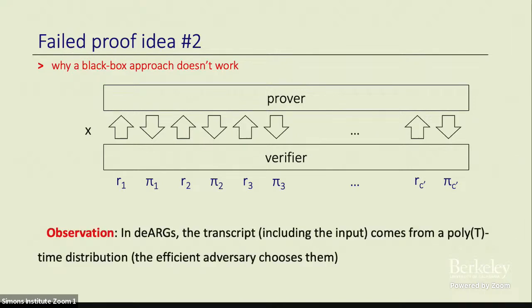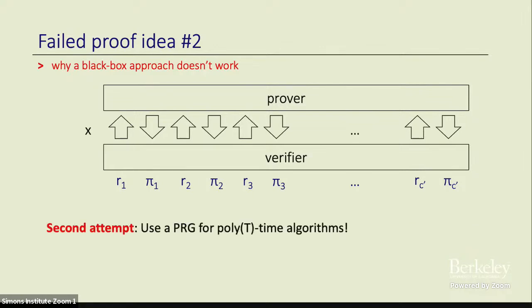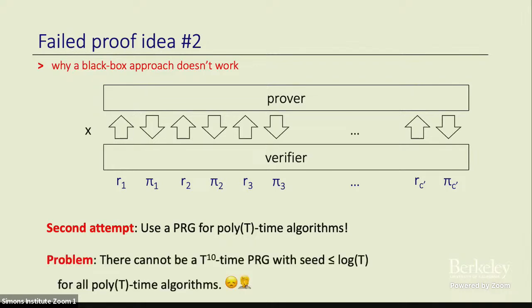Okay, but then if you think about it, you can say, in fact, we don't have to handle every possible transcript, right? Because in our definition, the transcript, including the input, is always samplable from a polynomial time distribution. So perhaps we can just apply a PRG that fools polynomial time algorithms. This also doesn't work, because we are in the complexity regime, and if you want to fool poly T time algorithms, you also have to pay at least omega of log T seed. So PRG doesn't really work.